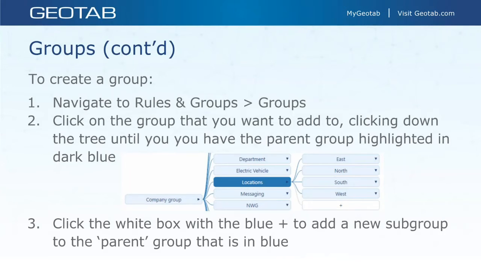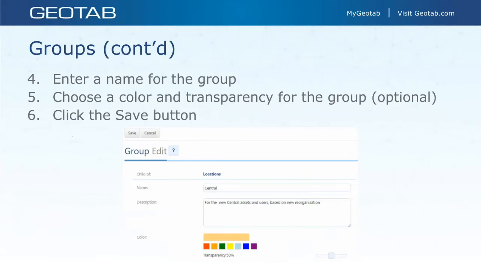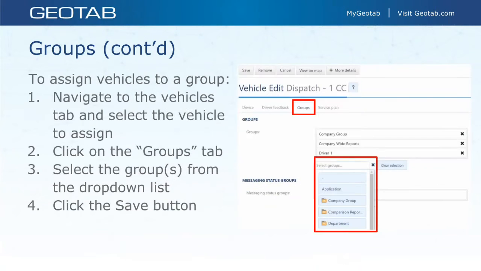So here we've clicked on the Locations group, and if I want to create a new group inside of there, in addition to East, North, South, and West, I can click on that plus sign, I can create a new subgroup. When I do that, I enter a name for the group. If I want to, I can choose a color and a transparency for the group, and then I click the Save button. And that's all there is to it. So pretty simple and pretty straightforward to create a group.